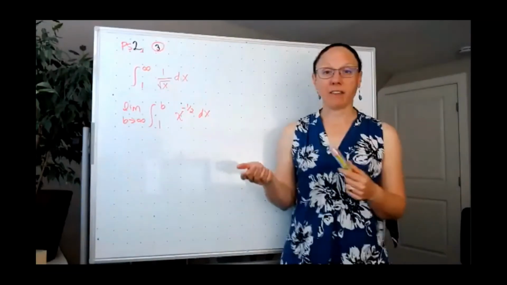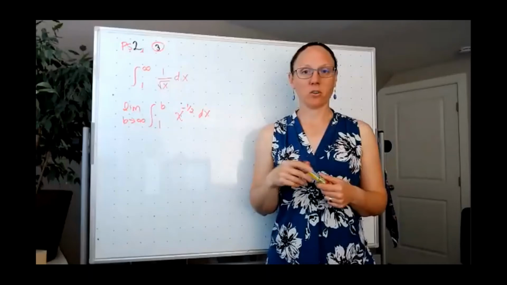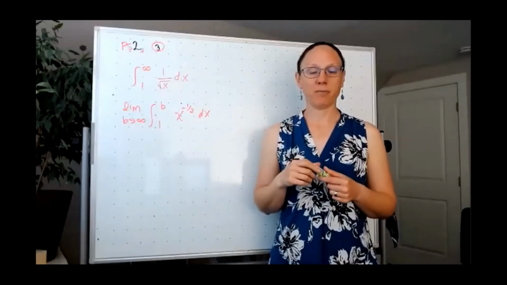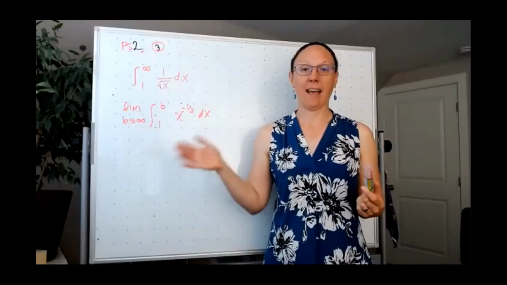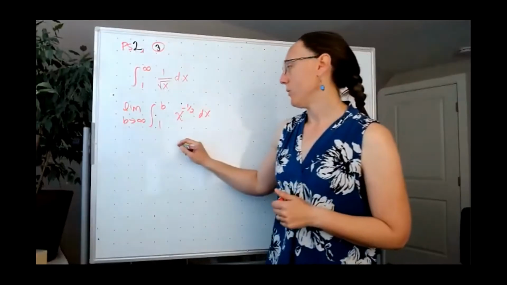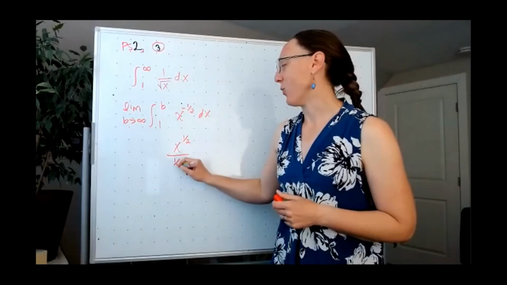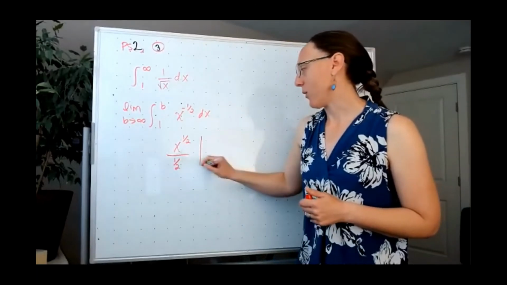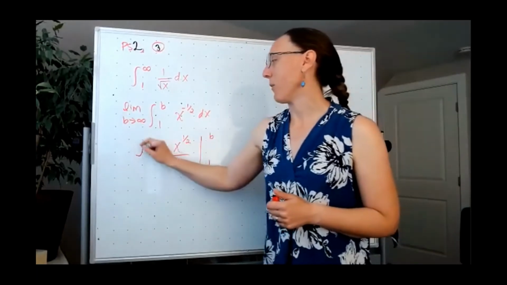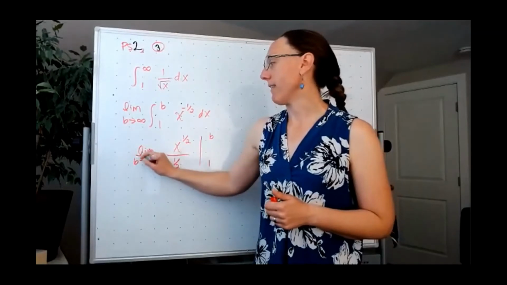There's nothing fancy that I have to do with this. This is one of our basic integrals because we have x raised to a number. With x raised to a number, I'll add 1 to the exponent, which is going to give me x to the positive 1/2, and divide by that new exponent. Again, we're going from 1 to b, but we want to make sure to keep writing that limit.